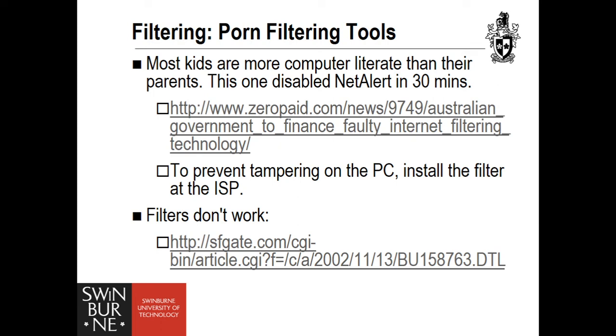So the other thing is about the tools. Most of the kids are more computer literate than their parents. So this was net alert in 30 minutes. And then usually the filter does not work also. Actually, we need to try to find better tools for porn filtering.